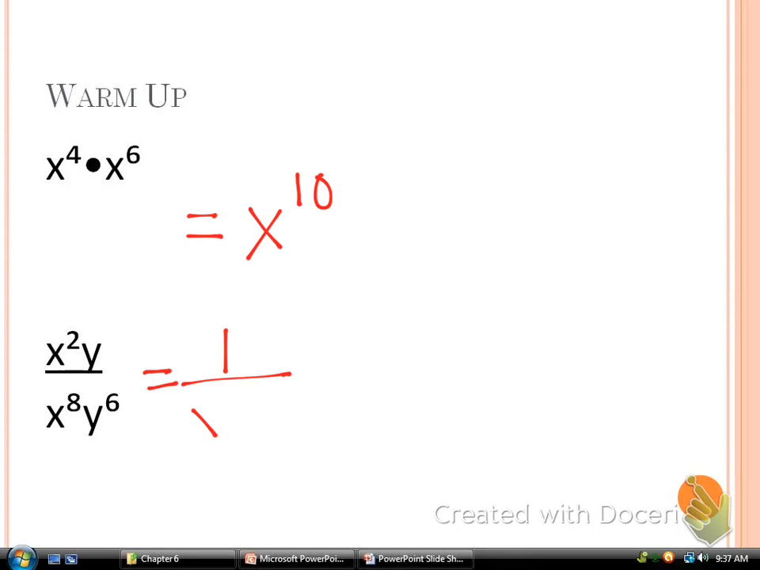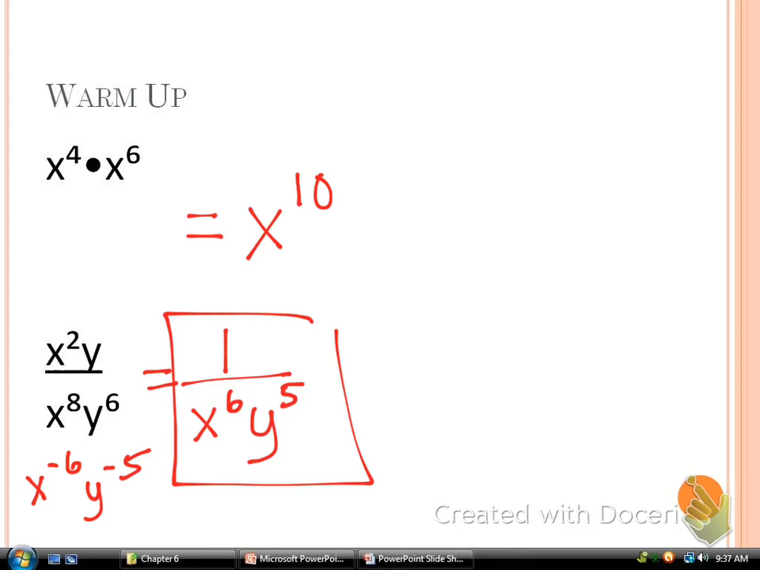You got 1 over x to the 6th, y to the 5th. Very good. There is a middle step there. If you subtract them, you'd get x to the negative 6th, y to the negative 5th. Remember, negative exponents, you just take the reciprocal and make the exponent positive. So they would both go down to the bottom of a fraction. The exponents would become positive. You need a 1 on top as your placeholder. So you get 1 over x to the 6th, y to the 5th.